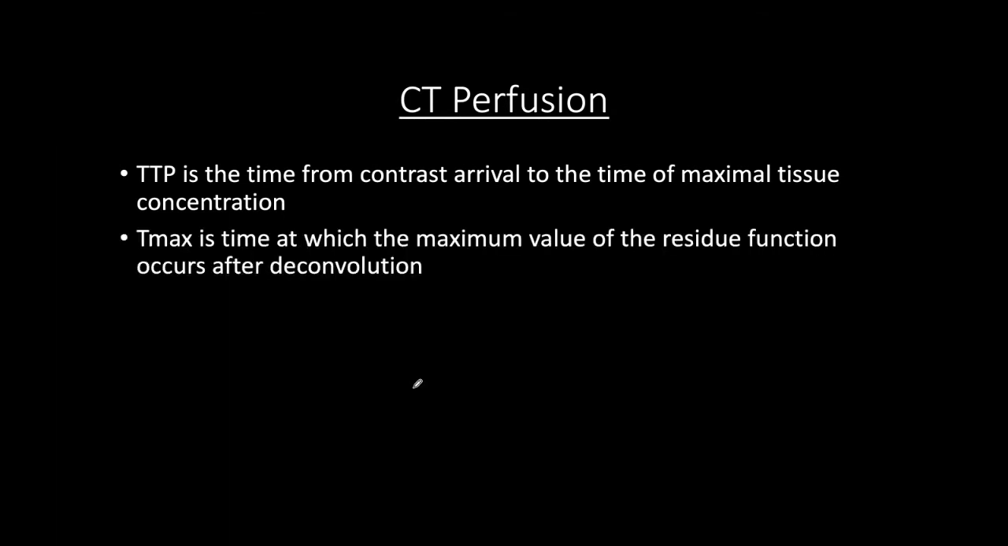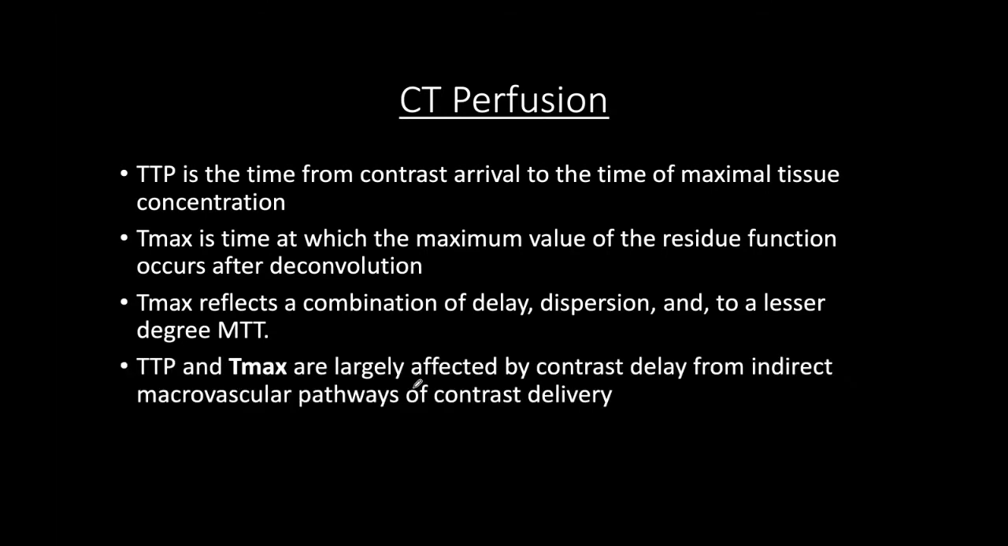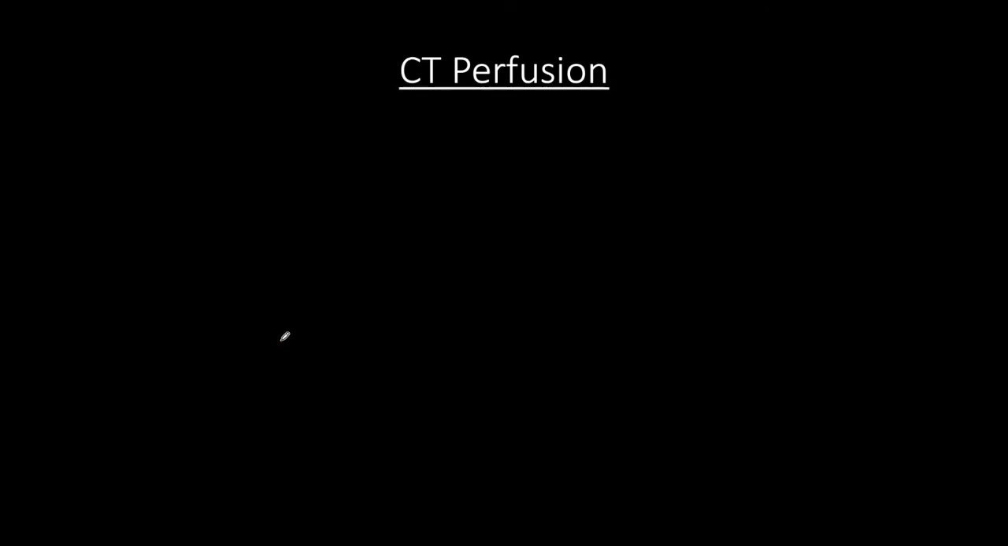And what is Tmax? It is the time at which the maximum value of the residue function occurs after deconvolution. In regular terms, it's a combination of delay, dispersion, and to a lesser degree, even the mean transit time. It talks about the way the contrast distributes. So the time to peak and the Tmax are largely affected by contrast delay from indirect macrovascular pathways of contrast delivery. So this one is macrovascular, whereas when we talked about mean transit time, MTT, we were talking about a microvascular level. So the Tmax does include MTT within it to a lesser extent.